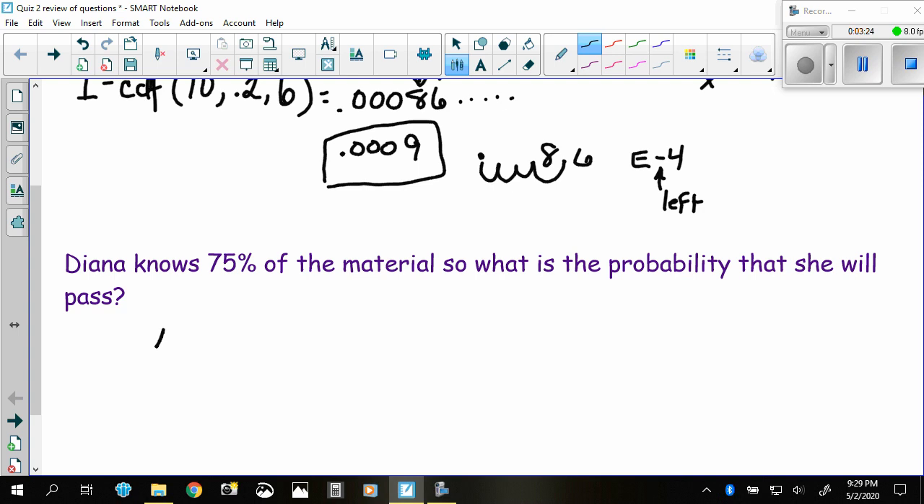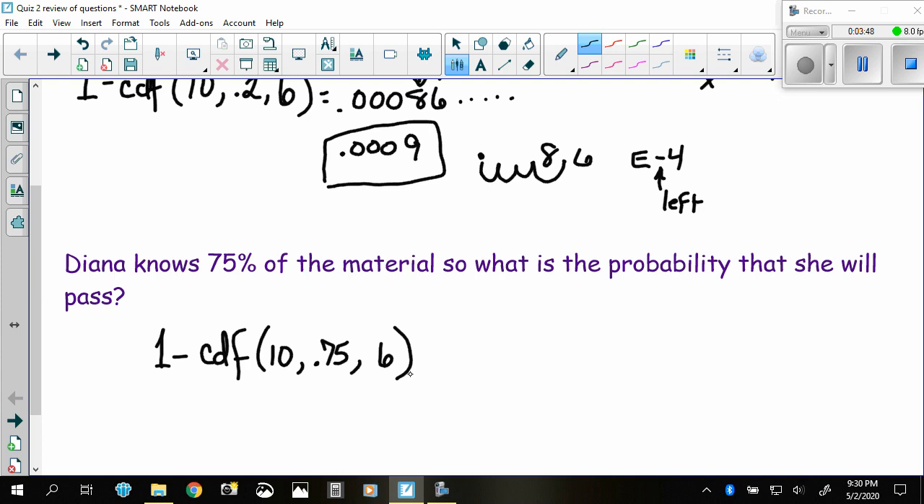So it's still going to be a 1 minus, because we're still getting rid of those numbers from 0 to 6. So CDF, 10 for our total number, but this time we're going to use 0.75 because that's the probability she gets it correct, because that's the amount of material that she knows. So then we're going to put a 6 there, so we're getting rid of all the numbers from 6 and below.